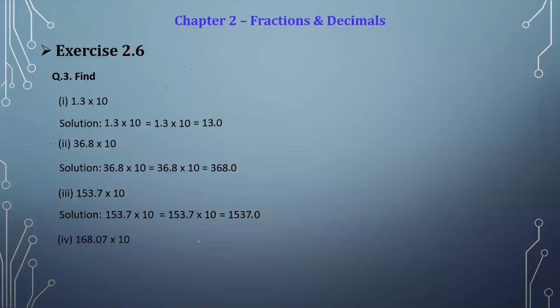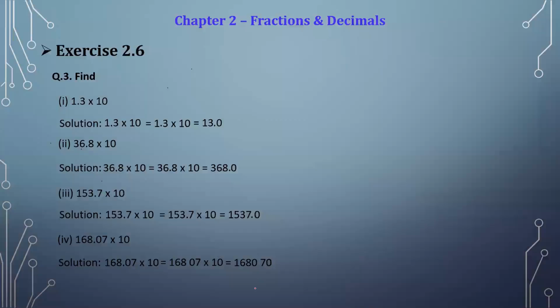Now the next example is 168.07 into 10. Again, we are multiplying by 10. Here again, we can remove that decimal point for a temporary purpose. After removing that decimal point, we perform the multiplication. After performing that multiplication, we get the number 1,68,070.